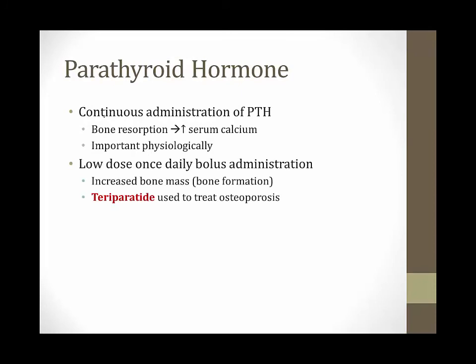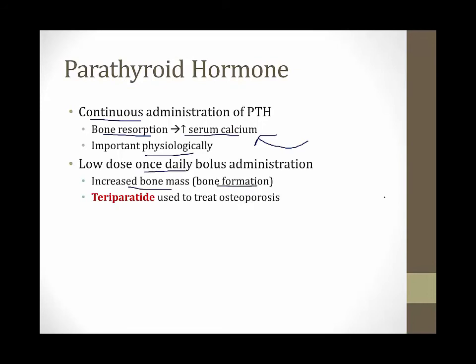If you administer parathyroid hormone to bone tissue in a steady, continuous manner, this will lead to bone resorption and bone breakdown, and this will raise the serum calcium. And this is the way parathyroid hormone works physiologically to maintain calcium in our body. If, however, you artificially administer a low-dose, once-daily bolus of parathyroid hormone, you will see the opposite effect. The bone mass will go up and there will be bone formation.